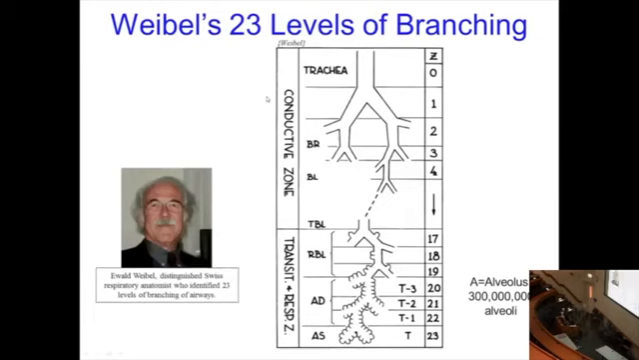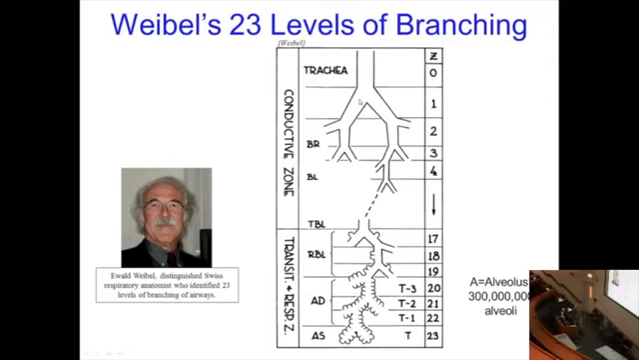And this is Ewald Weibel, who is a Swiss respiratory physiologist, anatomist, who has written books about the anatomy of the respiratory system. And he determined that there are 23 levels of branching in the respiratory tree. Okay, you start with the trachea. This branches into the bronchi, and these keep branching and become bronchioles.